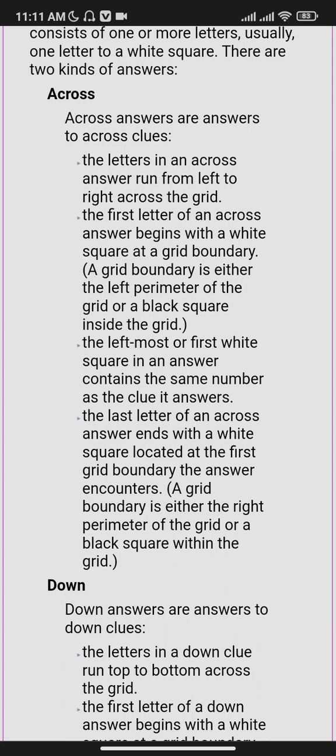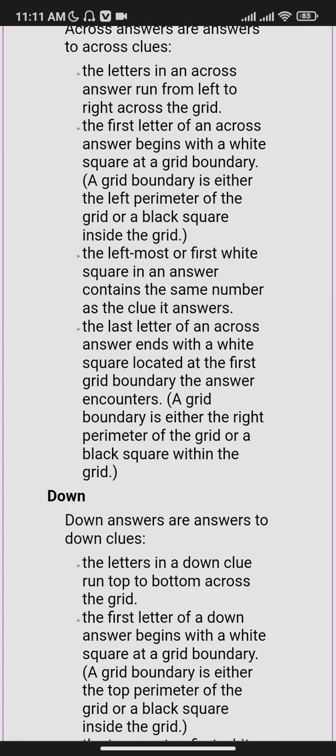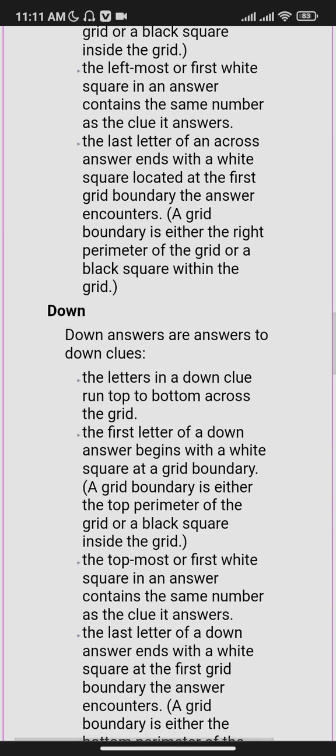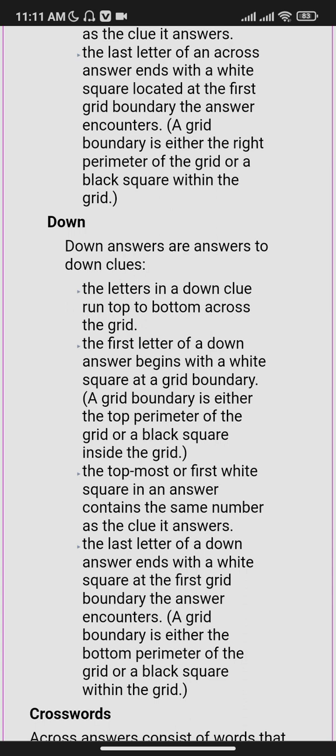The last letter of an across answer ends with a white square located at the first grid boundary the answer encounters. A grid boundary is either the right perimeter of the grid or a black square within the grid. Down answers are the answers to the down clues. The letters in a down answer run top to bottom across the grid.